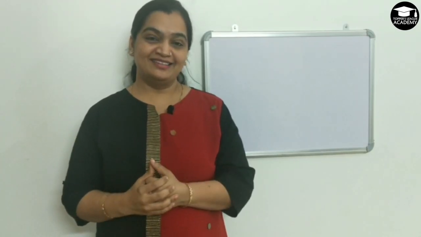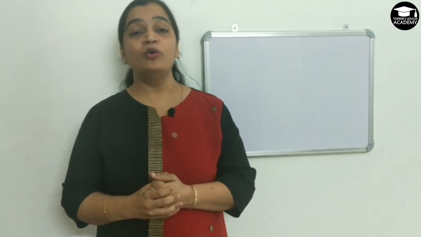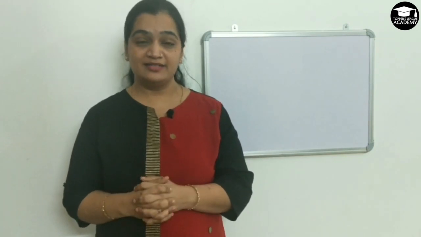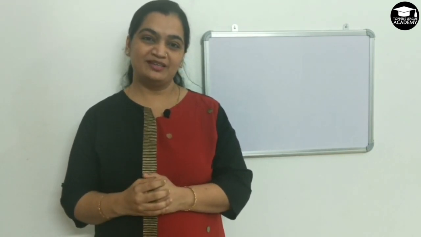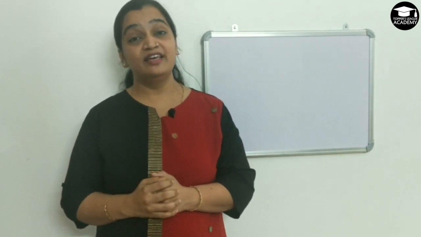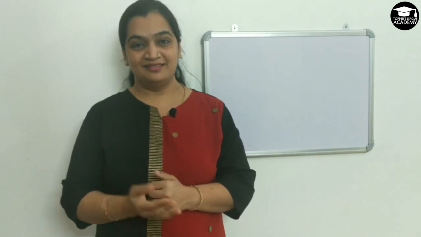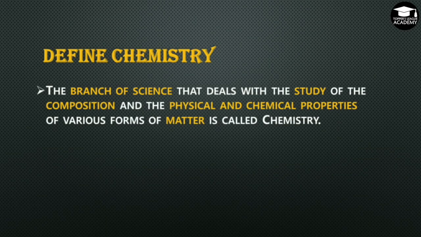So we understand that a detailed study of all the substances that are around us comes under the heading of chemistry. Let us now understand the definition of chemistry. Here you go. The branch of science that deals with the study of the composition and the physical and chemical properties of various forms of matter is called chemistry.